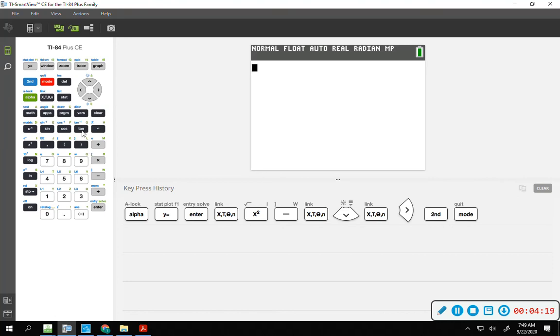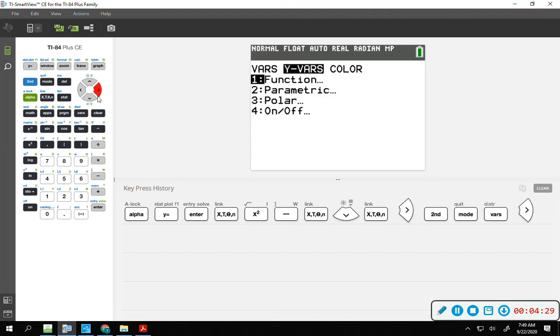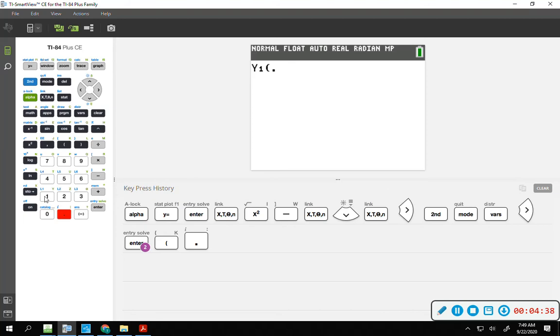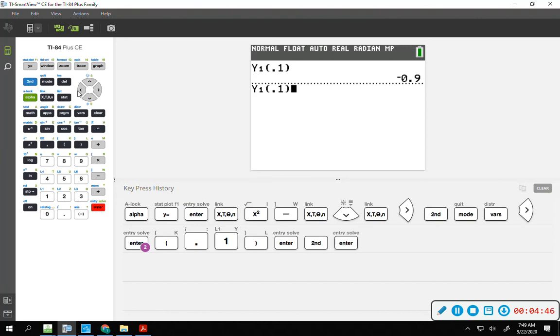Here's how I always call up the y1 function, just because I'm used to these keys from the old calculator. I am going to go vars, which stands for variables. Cursor over to y vars. It's a function that I want. It's y1. Vars over to y vars, function y1. And then I can plug in 0.1. And I get out that number, -0.9. And then all I have to do is go second enter to call it back up, and I'm going to go 0.01.